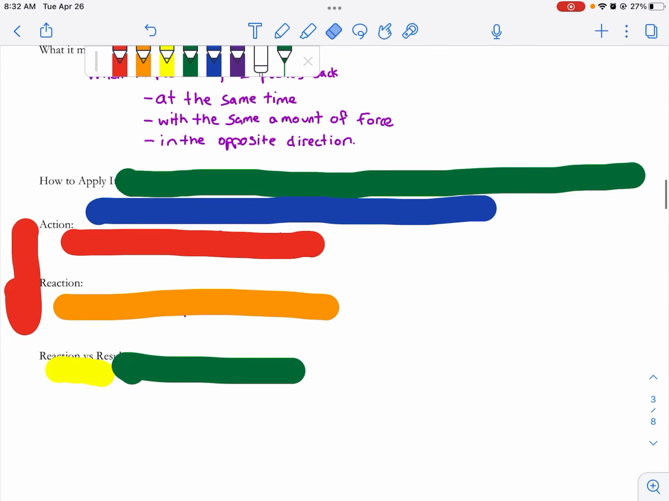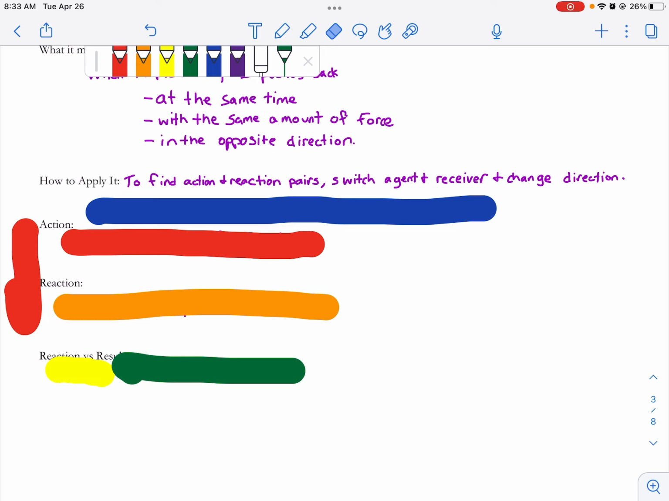The last part here is how to write an action and reaction statement, or how to write the reaction if you are given the reaction. So that's what we're going to be doing. To find an action and reaction pair, all you're going to be doing is switching the agent and the receiver and then changing the direction. It's that simple. So remember, I think we started this in Unit 4 and we did it a little bit more in Unit 5.